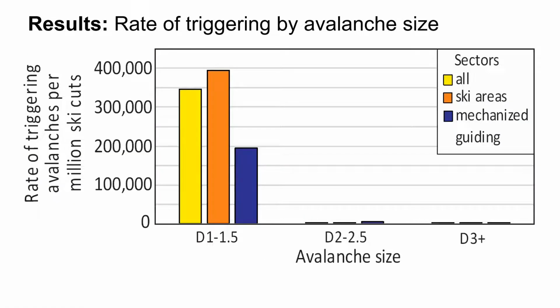This graph shows the rate of triggering by avalanche size. Because some of the rates are quite small, most results, including those in this graph, are scaled to 1 million ski cuts.